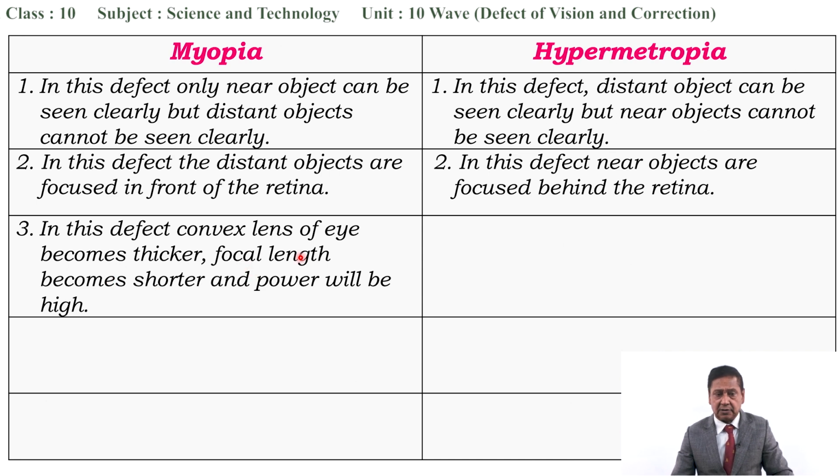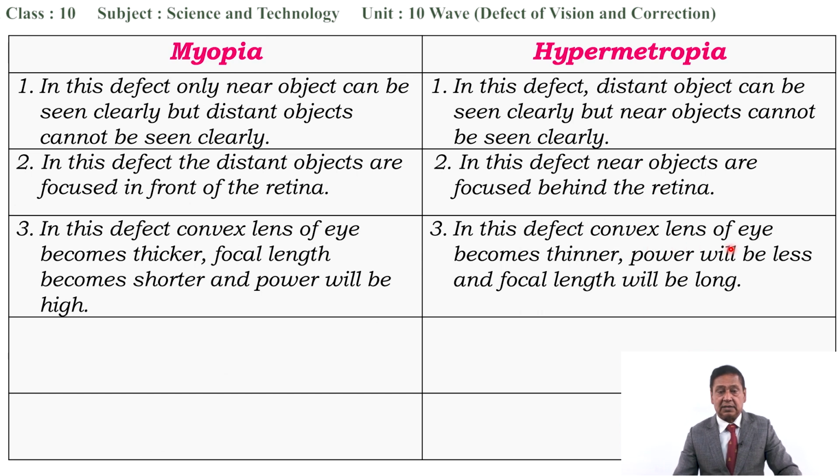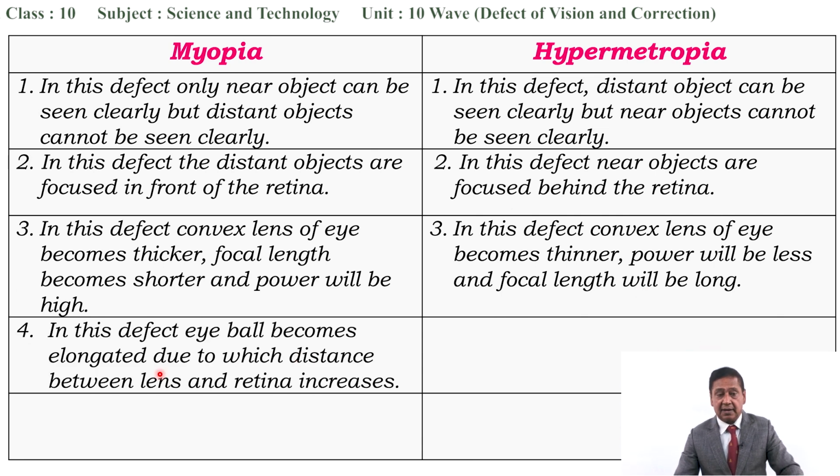In this defect, the convex lens of the eye becomes thicker, focal length becomes shorter, and power will be high. If the lens is thick, focal length becomes short and power becomes high. Here, in this defect, the convex lens of the eye becomes thinner, power will be less, and focal length is just the opposite.